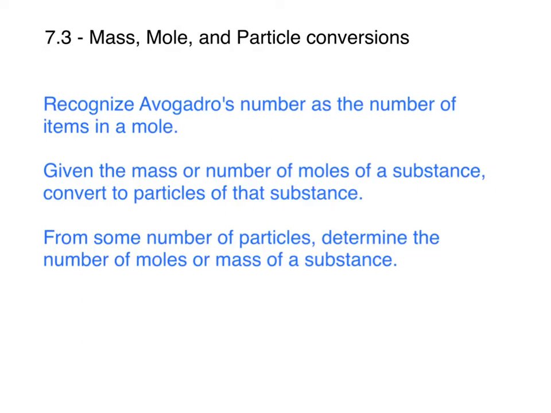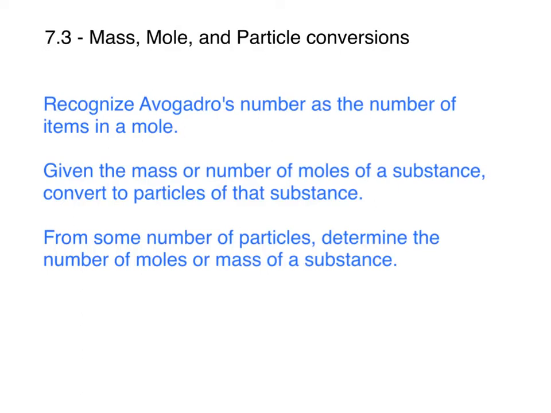Goals for the lesson: we would like you to recognize Avogadro's number as the number of items in a mole. Given the mass or number of moles of a substance, convert to particles of that substance. So again, now we can go from masses to moles to particles and back again. From some number of particles, determine the number of moles or mass of a substance. So this is the same as lesson 7.2, but adding an additional layer to it.